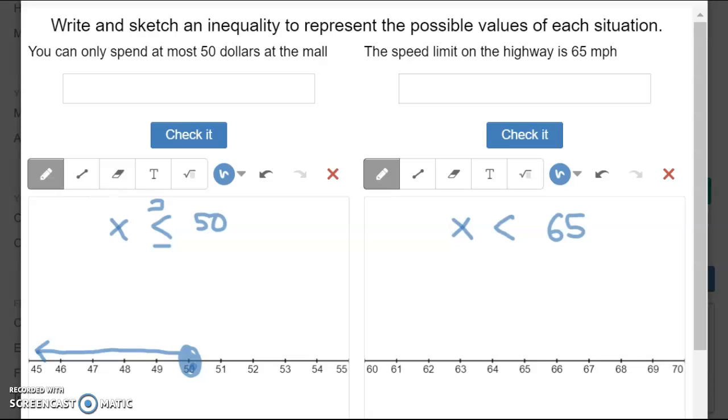Okay, can it be 65? Will I get a ticket if I go at 65? No, because it can be equal to, so it's going to be x is less than or equal to 65. So find my boundary point of 65, color it in, and the inequality symbol is pointing to the left. Okay, and just to confirm, that means I can drive at 60 miles, 61, or anywhere along here or below, but I should not be driving at 66, 70 or whatever, because I could get a ticket.